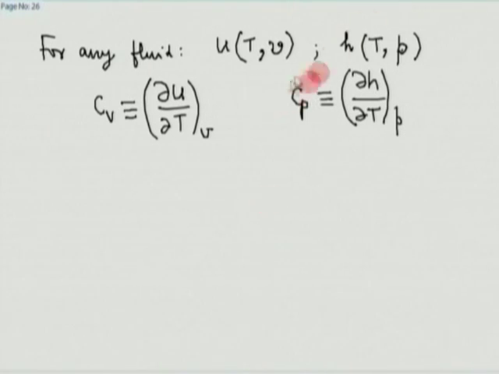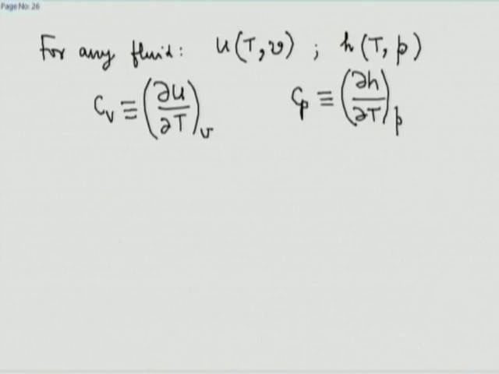We will specifically write volume as a subscript here to indicate that we consider U as a function of temperature and volume, and for this differentiation volume is being maintained constant. And for Cp we will write P to indicate that H is considered as a function of temperature and pressure, and for this differentiation pressure is being maintained constant. Unfortunately, I am not writing it, but we all know that we still continue with the traditional names for Cv and Cp. The traditional name for Cv is specific heat at constant volume, and for Cp, specific heat at constant pressure.